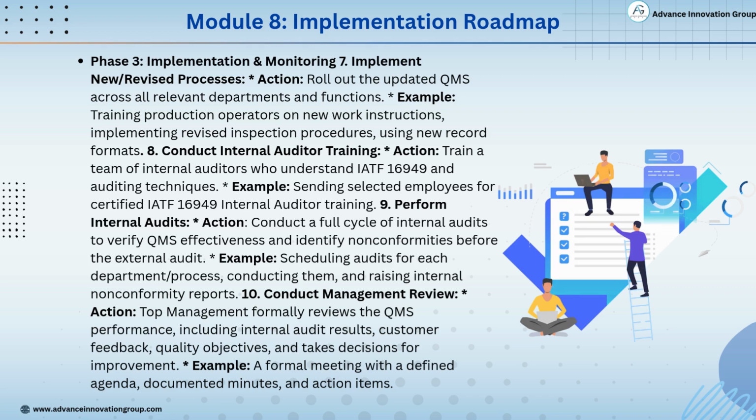Example: select key employees and send them for IATF 16949 internal auditor certification training. 9. Perform internal audits. Action: run a full cycle of internal audits to evaluate the QMS and catch nonconformities early. Example: schedule audits for each area, perform them, and record nonconformities to fix before external audit.